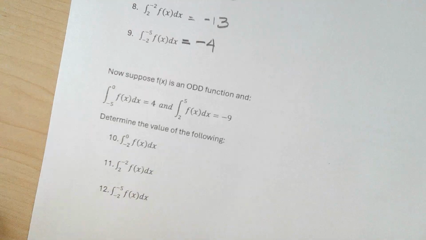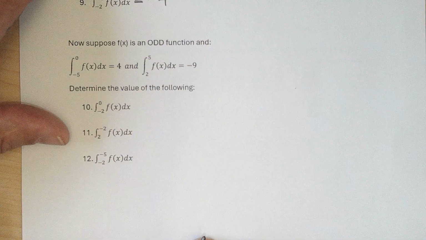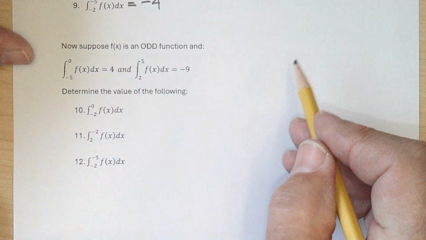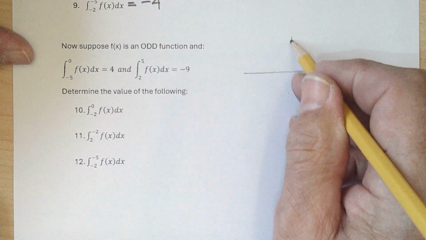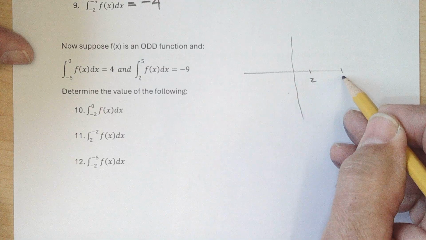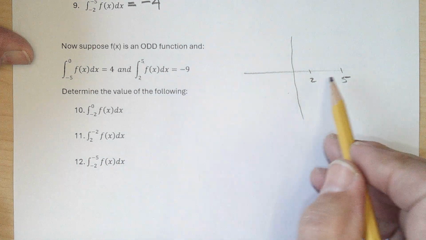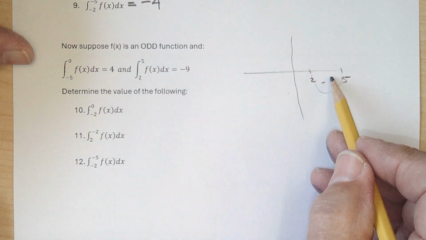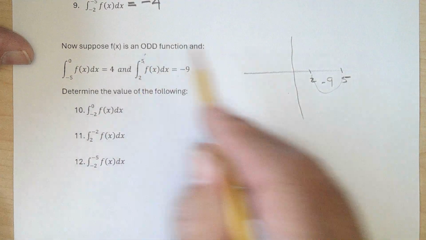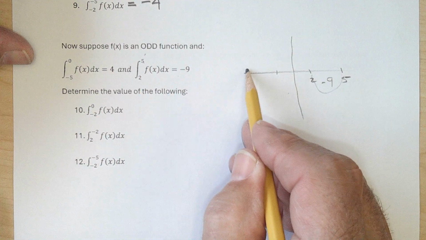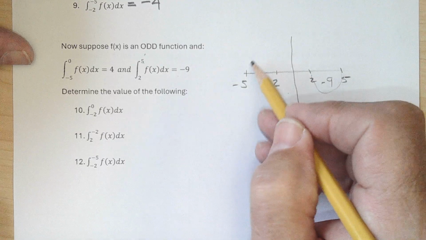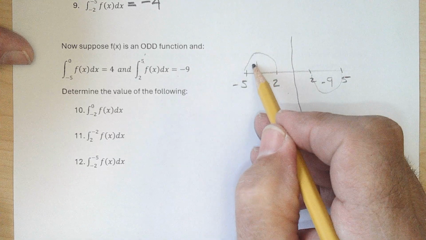So now we have an odd one. Oops, bumped the camera. 2 to 5 is the smallest one, so I'm going to go 2 and 5. And it says it's minus 9. So there's negative 9 in here. Since it's odd, that means over here between minus 5 and minus 2, it has to be plus 9.